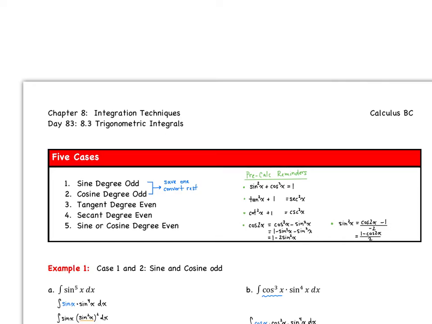Welcome to 8.3 Trigonometric integrals. So today we're going to look at 5 cases. We're going to lump a couple together, but we'll also need to do some pre-calc reminders.